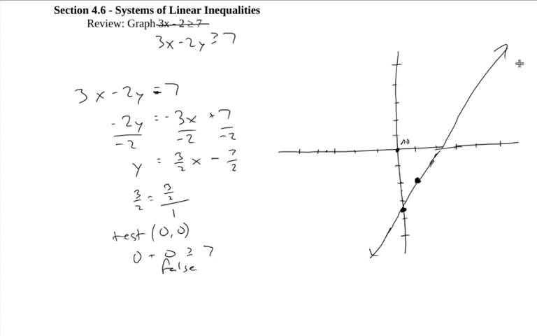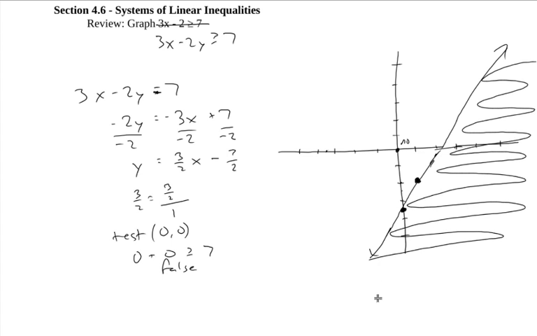So it should not be in the shaded region, which means we're going to shade the other side of the line. We're going to shade down here. So that's a quick review on how to graph a single inequality.